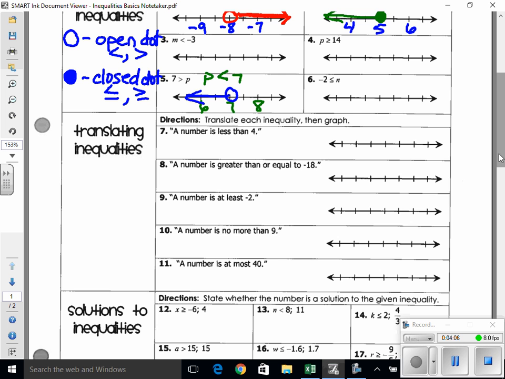Right, so the a number part is your variable. I use the x generically. Is greater than or equal to would be the greater than or equal to symbol, and then -18. Every inequality you write has to have a variable, a symbol, and a number. Without it, it's not a true statement.